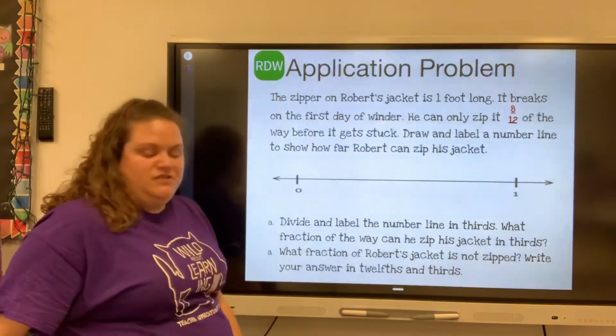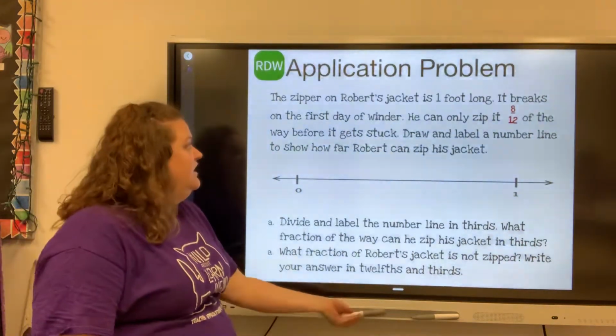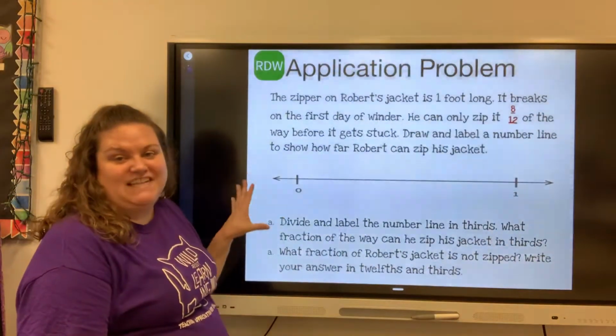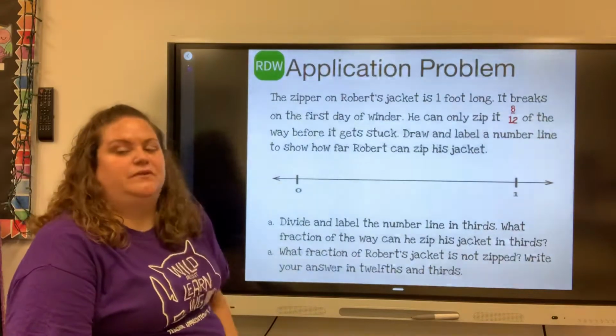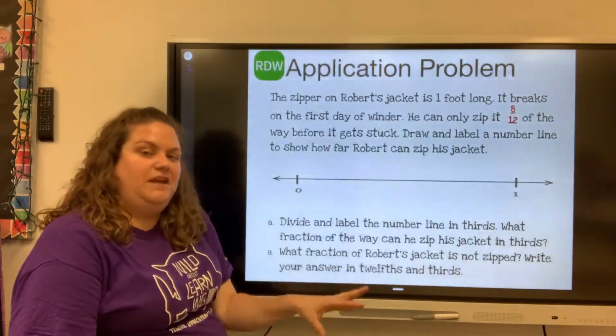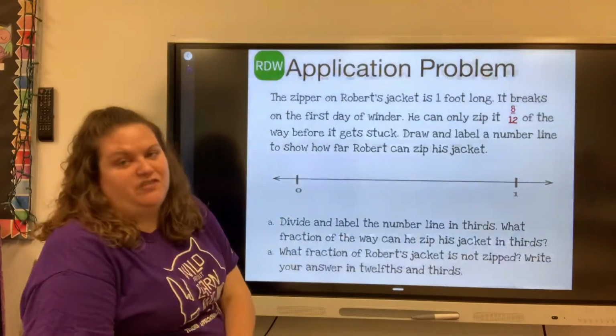Hi everybody and welcome to word problem number 14. It's a read, draw, write problem that already has a number line drawn for me. So if you want to draw your number line, feel free. We're going to read it twice through just so we can read it, understand it. Then the second time we're going to read it and pull out some of that information we need to answer it.